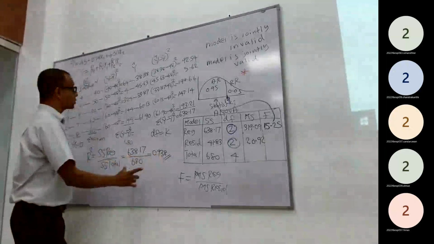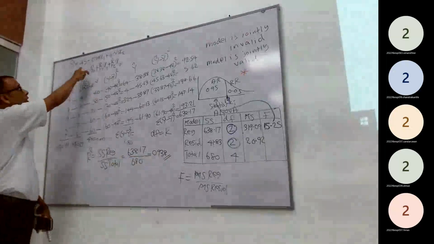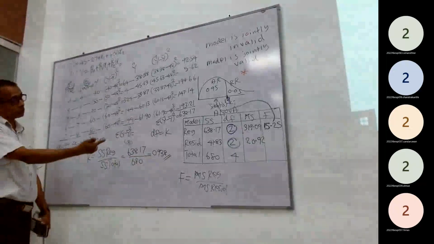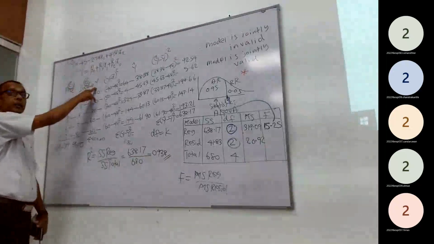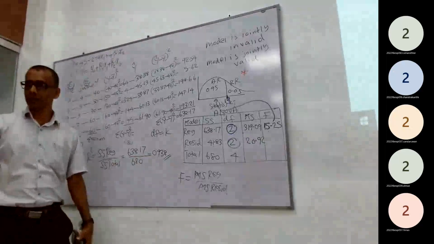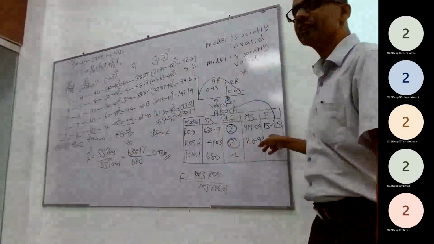93.8% of your dependent variable, that is demand, has been covered by this model. Demand is nicely fitted by the model. But the problem, one is not appropriate.